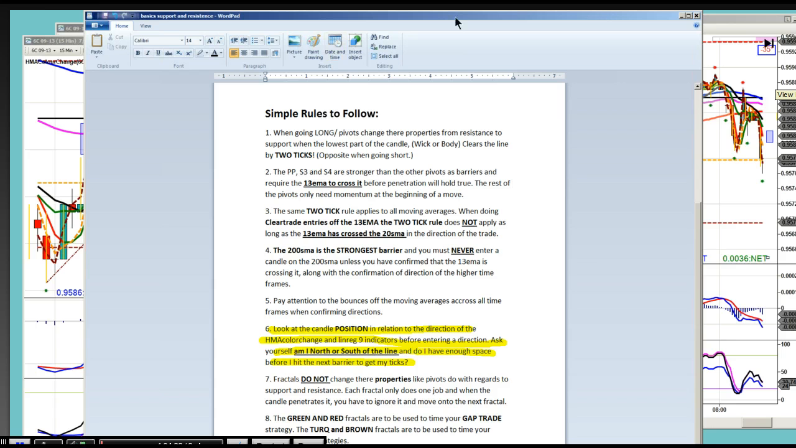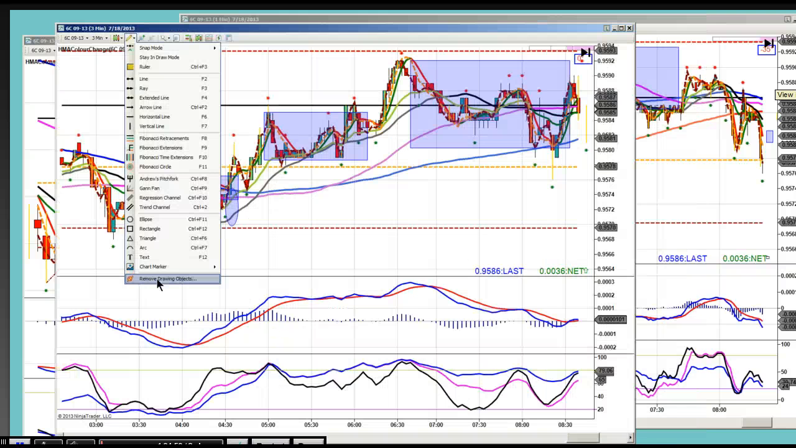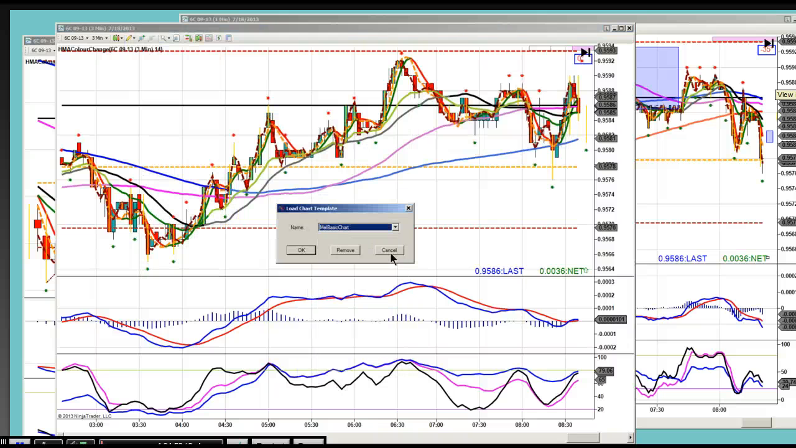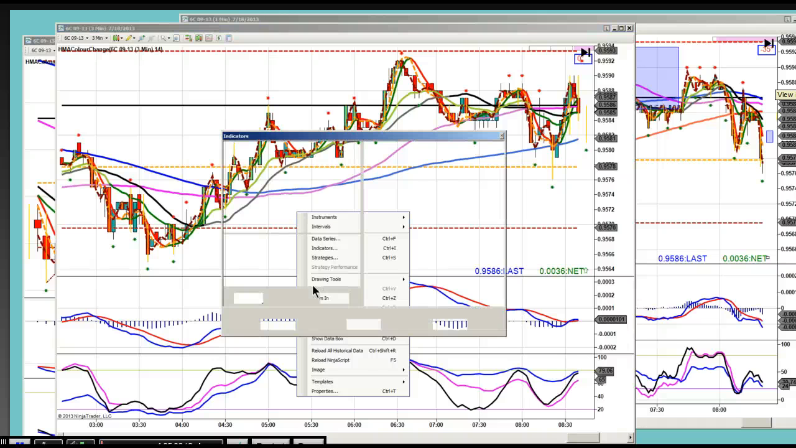If you're just starting with us, remember you're going to watch those videos over the weekend, and I suggest that you start with the templates, the Mel Basic chart. It's called the Mel Basic. If you start with Mel Basic, all you then do is right-click on the chart and add the HMA color change indicator. It's called the HMA color change.